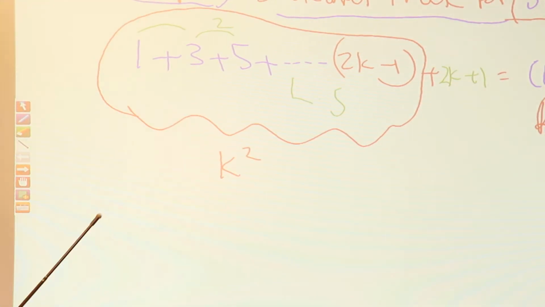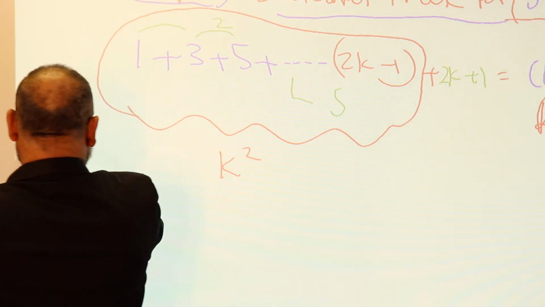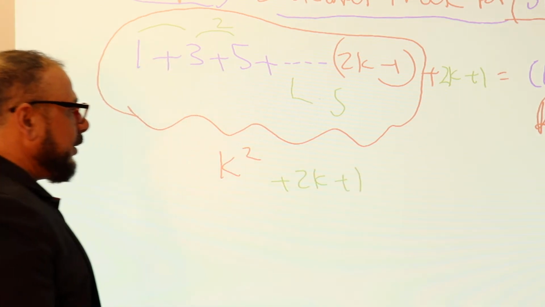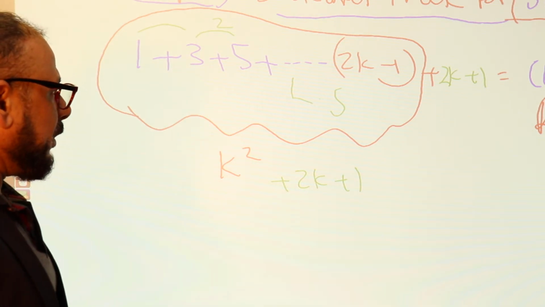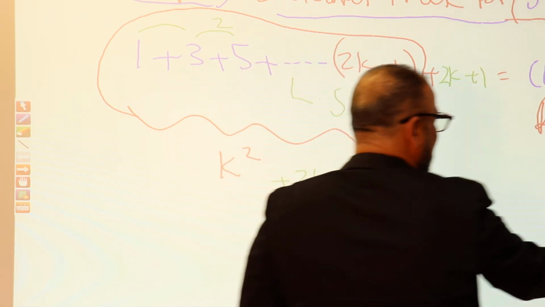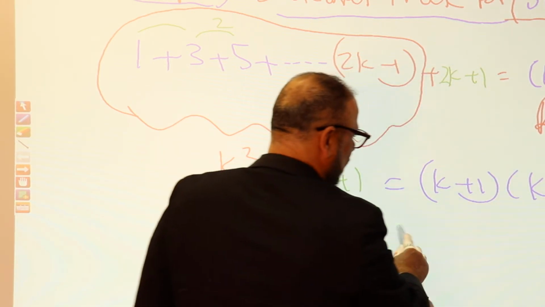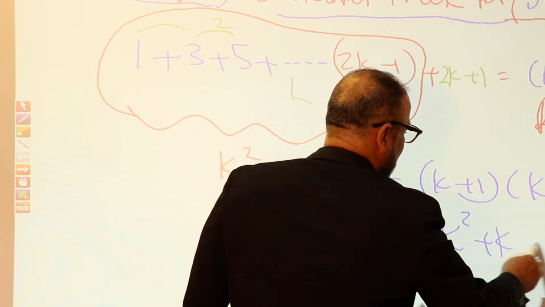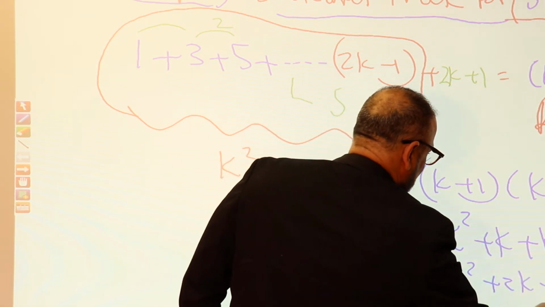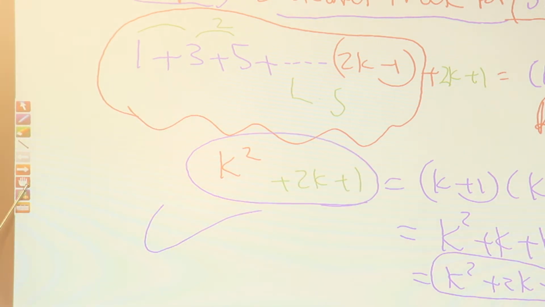Okay, let us finish the problem. Then this is k squared, and this is 2k plus 1, right? And this side, here in blue, is k plus 1 squared. What is k plus 1 squared? K plus 1 times k plus 1. Foil it. K squared plus 2k plus 1, which is a true statement. Good. Next problem.